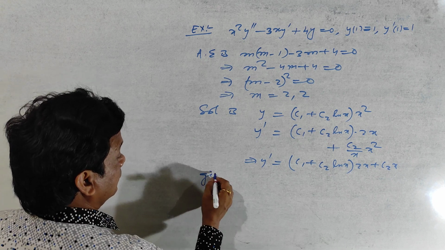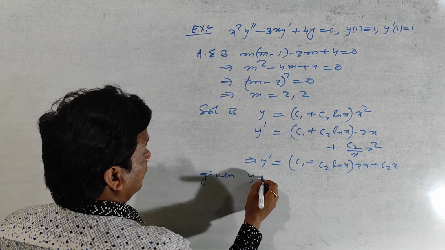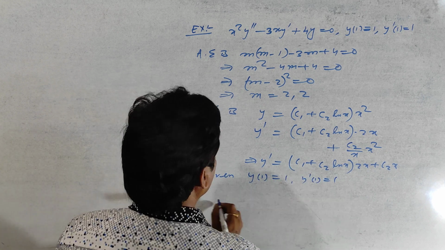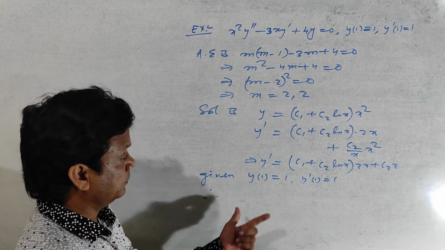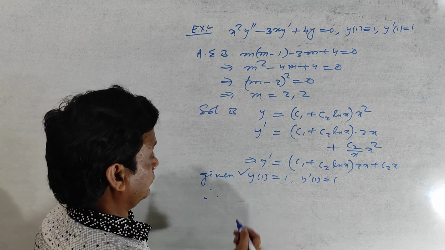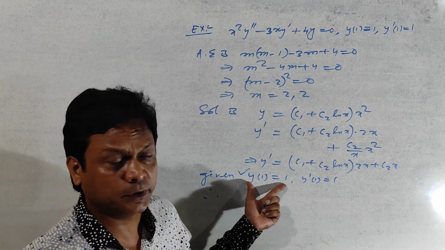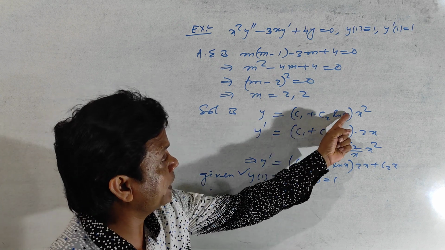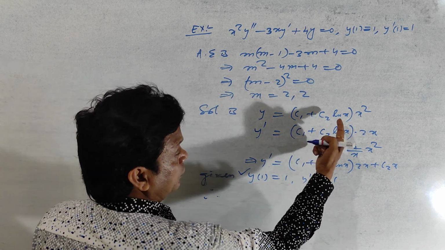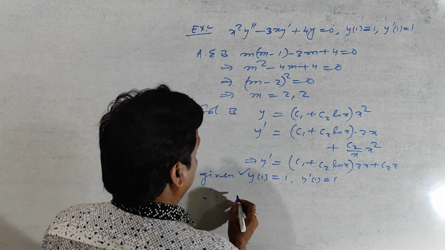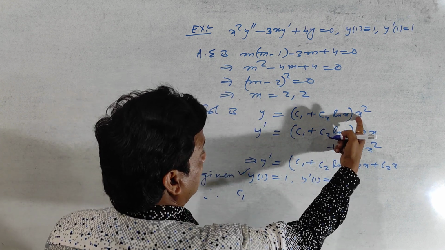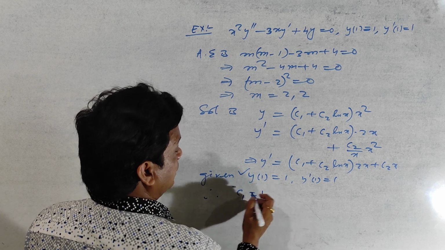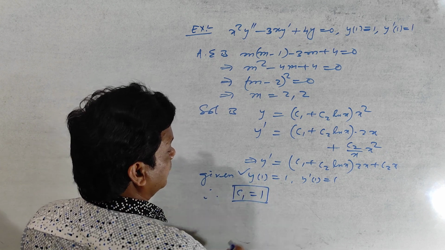And given y(1) = 1 and y'(1) = 1. Therefore, first use this condition. The meaning of y(1) = 1 is that when x = 1, y = 1. Put x = 1. ln 1 is 0, so simply c1, and 1 squared is 1, so c1 is equal to 1, because the value of y is 1. So you have got the value of c1.